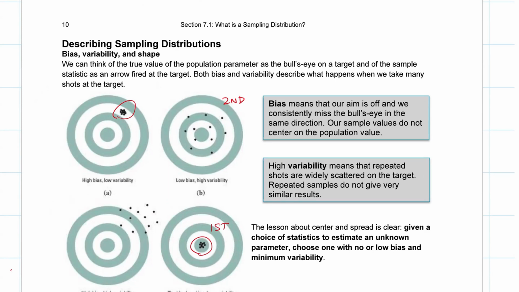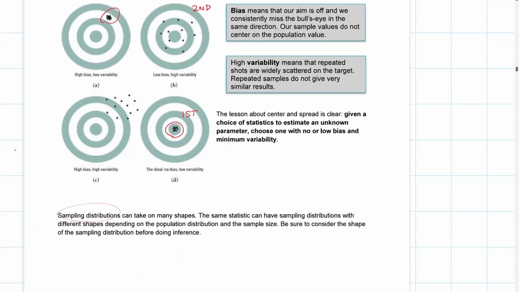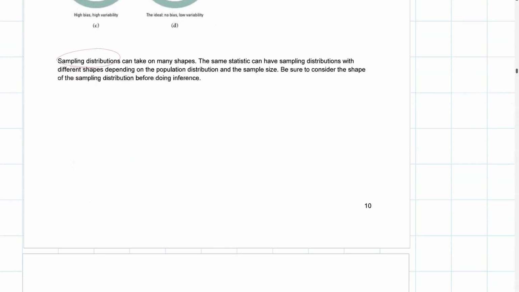Okay. So how do we achieve low bias? Well, we choose variables that are unbiased, and we do things like make sure that we use good random sampling techniques. How do we get low variability? We do so by having large sample sizes. All right. So watch out for the fact that the sampling distributions has many shapes. We would prefer it to be nice and normal, and we'll find out under what circumstances that occurs.